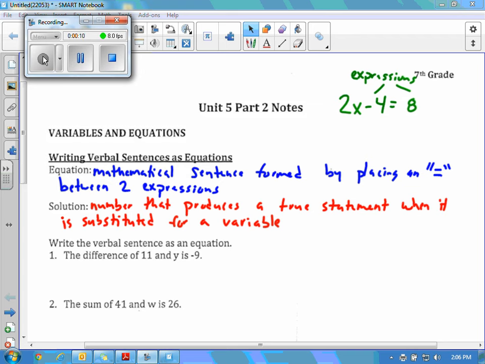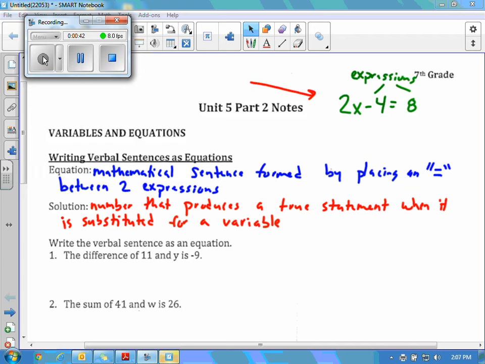So in Unit 5 Part 2 we are talking about variables and equations. We're going to look at writing really basic equations before we move into solving equations. So a couple definitions for you. First off, an equation is a mathematical sentence formed by placing an equal sign between two expressions. So if you look at this example up here in green, 2x minus 4 equals 8. That's an equation made up of the expressions 2x minus 4 and 8. So just put an equal sign between two expressions and you've got an equation.